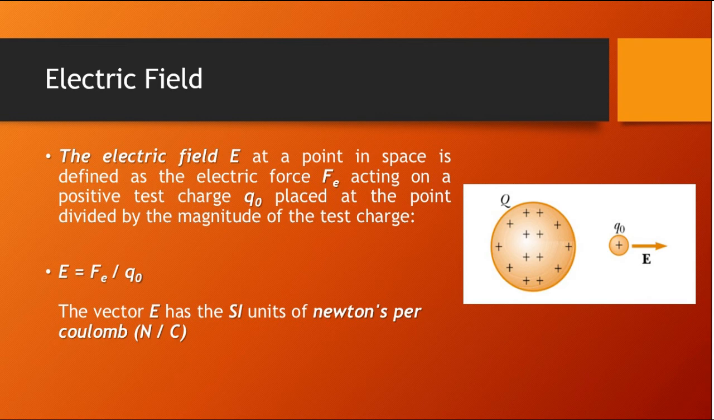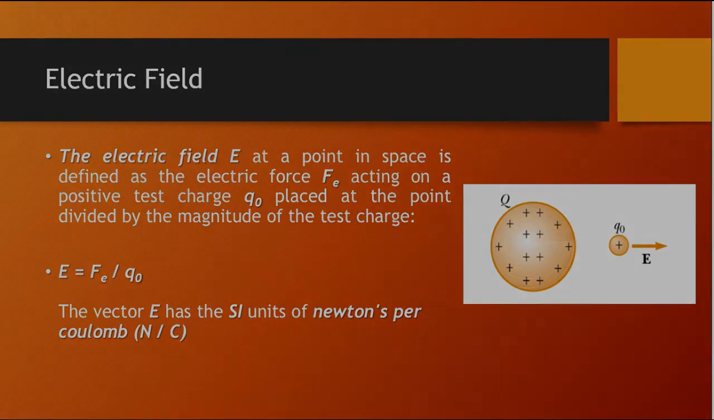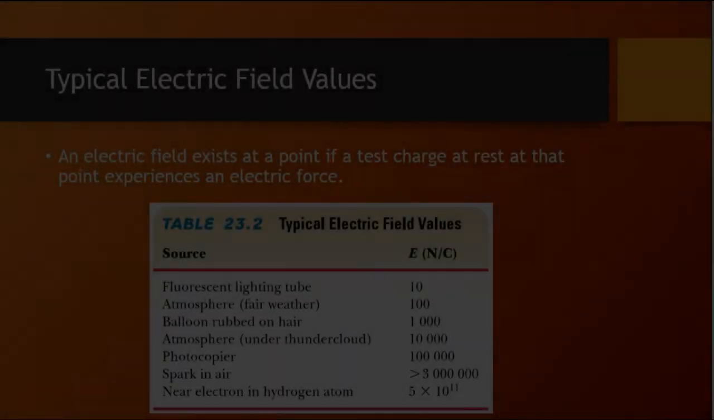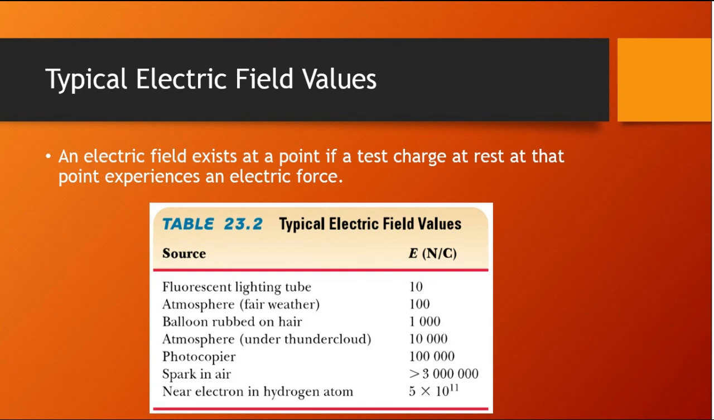Note that E is the field produced by some charge external to the test charge. It is not the field produced by the test charge itself. Also note that the existence of an electric field is a property of its source. For example, every electron comes with its own electric field. We say that an electric field exists at a point if a test charge at rest at that point experiences an electric force. Once the magnitude and direction of the electric field are known at some point, the electric force exerted on any charged particle placed at that point can be calculated from E equals F divided by Q0. The electric field magnitudes for various field sources are given in the table.